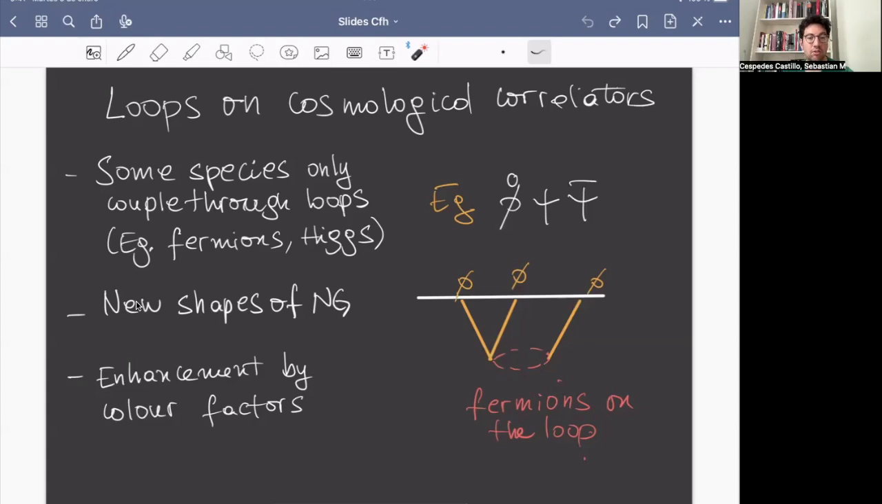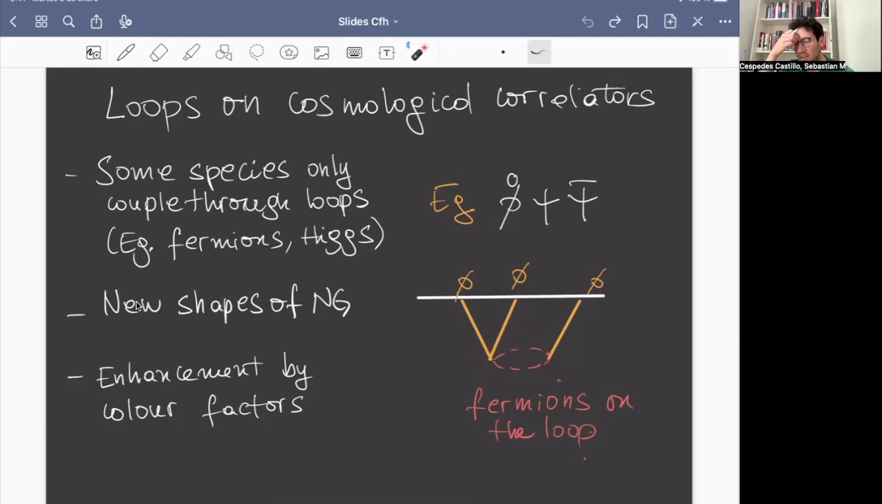For example, we want to couple the scalar fields from inflation to standard model particles such as fermions or even the Higgs. All the couplings will appear in this form. For example, in this case, I have a phi dot and two fermions. That will imply that when I want to look at the 3-point function, the first coupling will appear at loop level. So in this case, I have these three external legs of phi, and there will be fermions running in the loop. That implies that in order to understand this, we have to get a lot of knowledge on how to compute these loops.